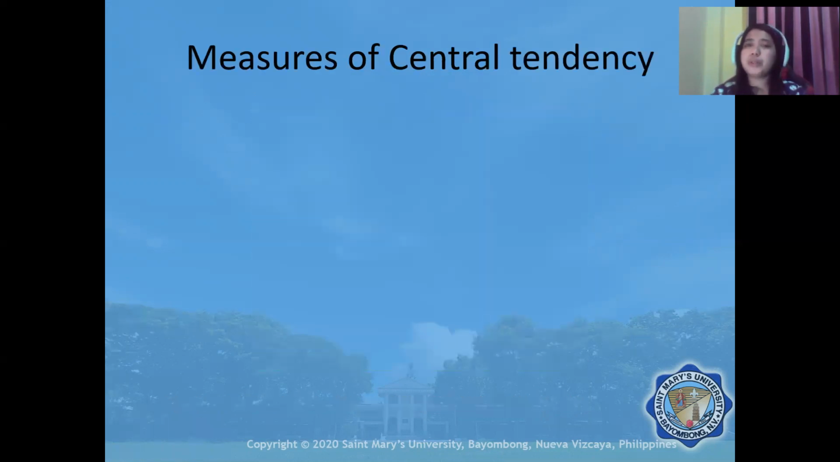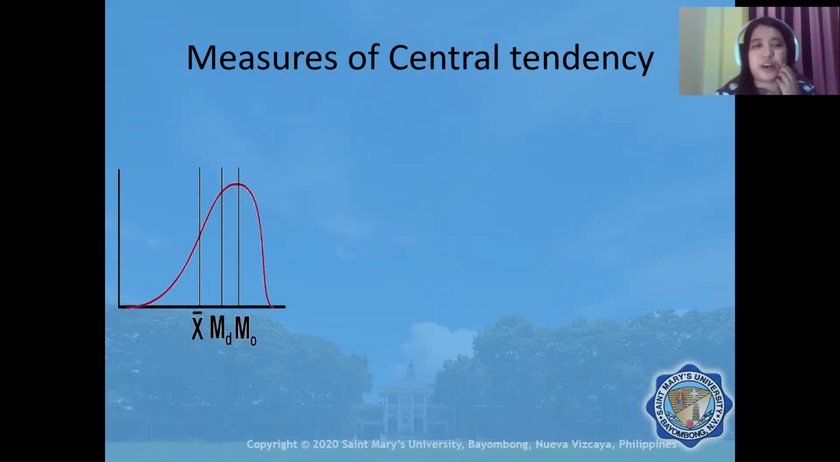Okay, how about if you will also consider measures of central tendency? So remember that you were asked last time to compute the mean, the median, and the mode. And you can actually make use of that to determine the shape of your curve. So let's use the same figure that we used in describing our histogram.